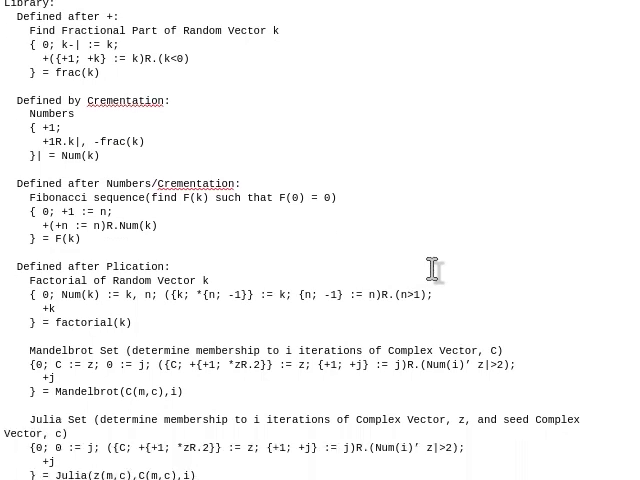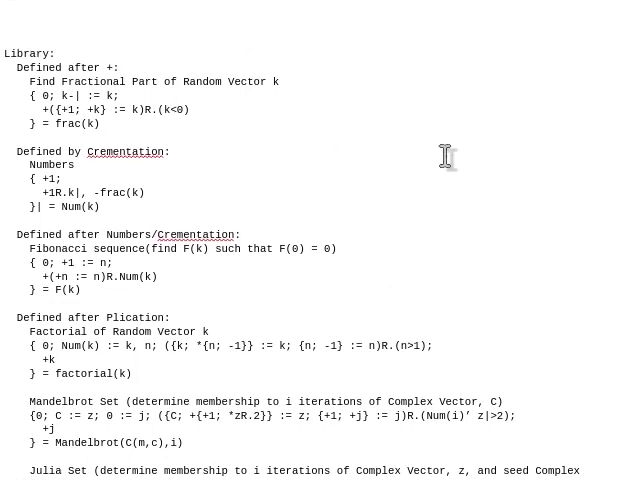And a library of functions, basically. I have them in order of which ones can come first. So we can find fractional parts of a random vector, k. This is an important thing because I was invoking that before. It took me a minute to figure out how to do this exactly. That one requires the addition to be specified. Technically, I guess it doesn't, but it's simpler if we define addition first, or the positive first.